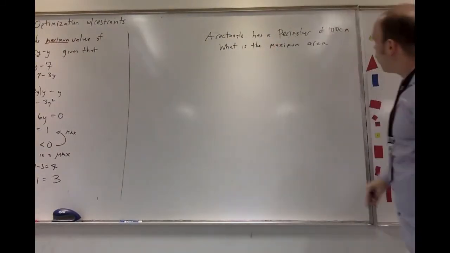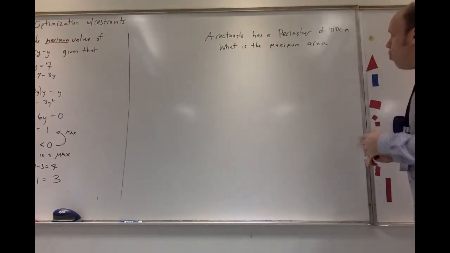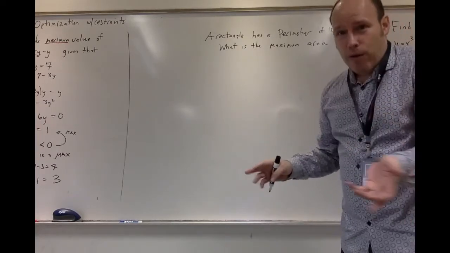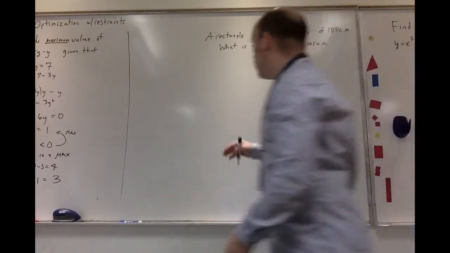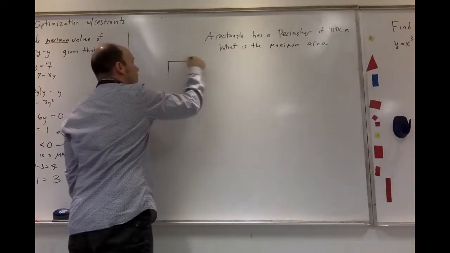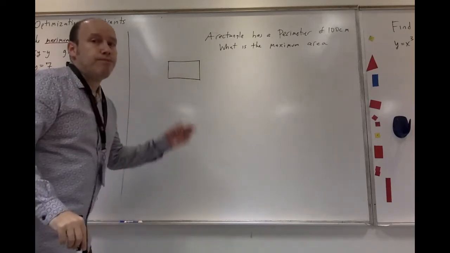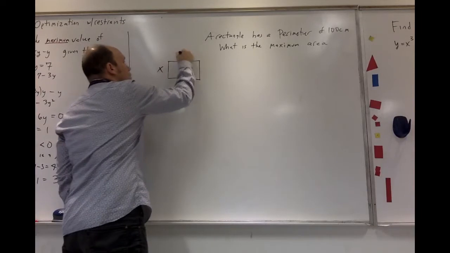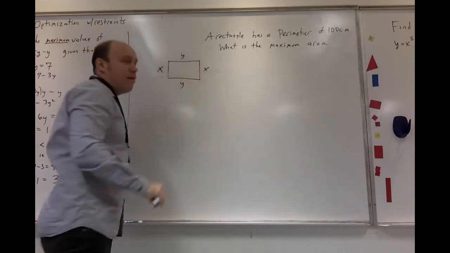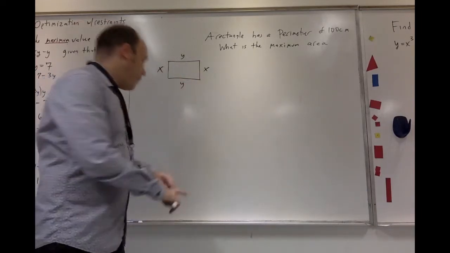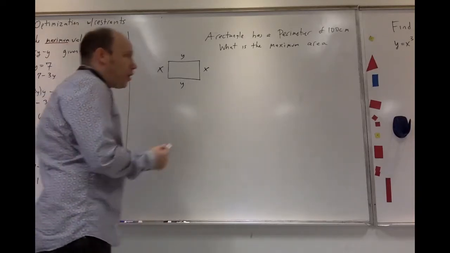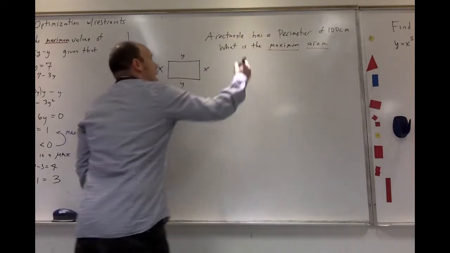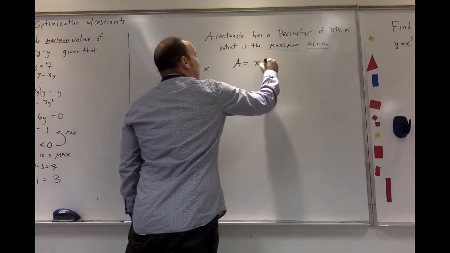Let's take a look at this next problem. A rectangle has a perimeter of 100 centimeters. What is the maximum area? So they're talking about a rectangle, or a shape. I'm going to draw a picture. I have two sides, x and y, and maybe you want to write the other x and y, and we want to maximize the area. That's when you're looking for the words maximum area. Okay, so you're like, fine. A equals xy, I need to maximize that.